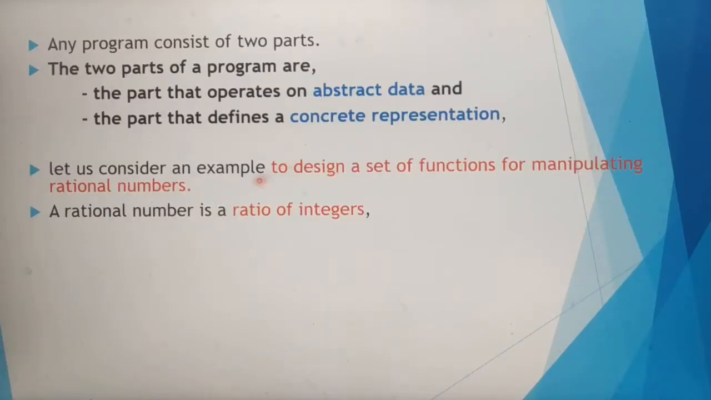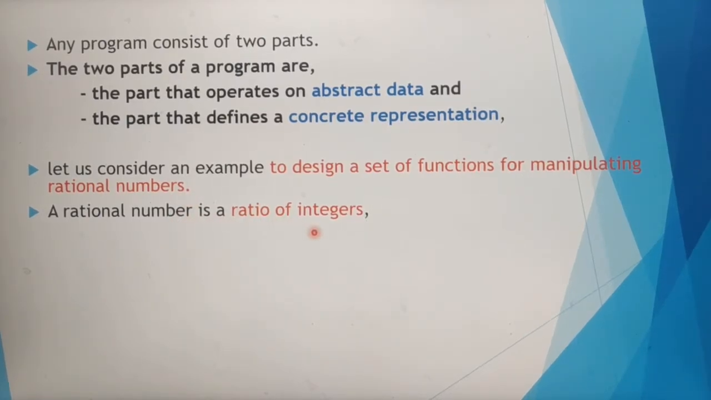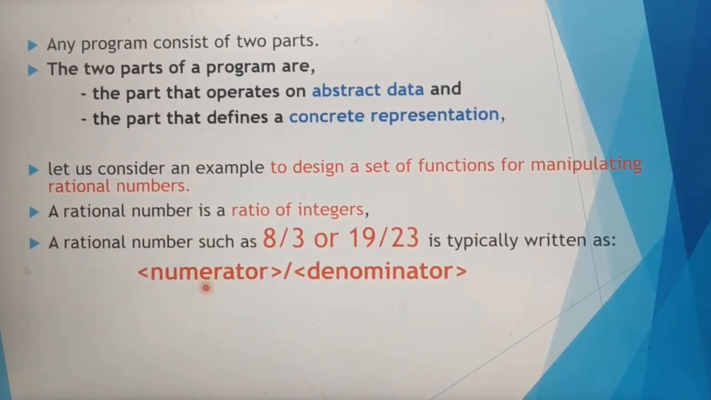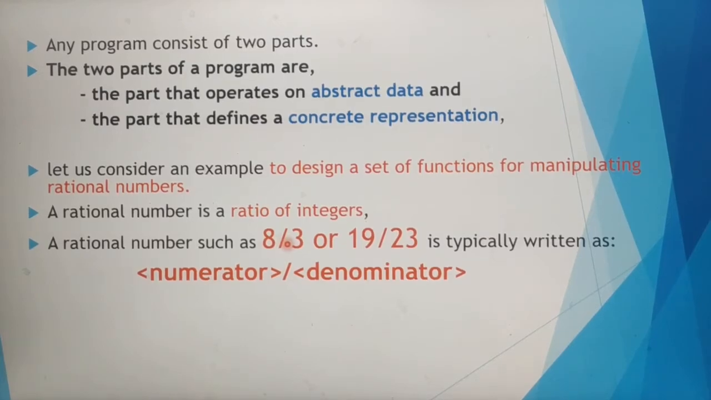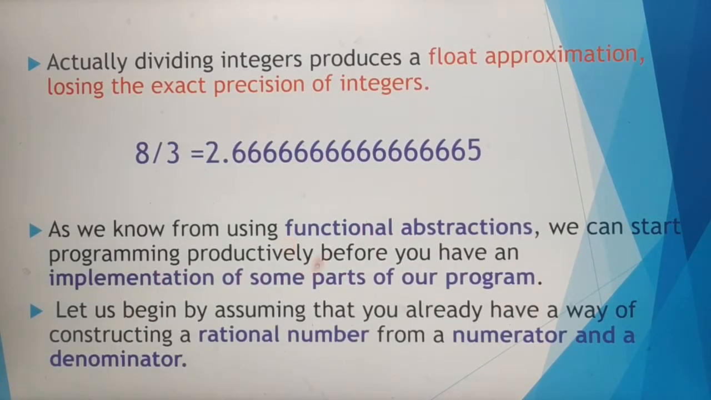So let us see an example to design a set of functions for manipulating rational numbers. What is a rational number? A rational number is a ratio of integers in the form of numerator and denominator. Given examples are 8 by 3 or 19 by 23. These two examples are given in your book. 8 is the numerator and 3 is the denominator. Here 8 and 3 are both integer values, but our solution may be a float. Here we have lost the exact precision of integers. Our solution is in float numbers only.